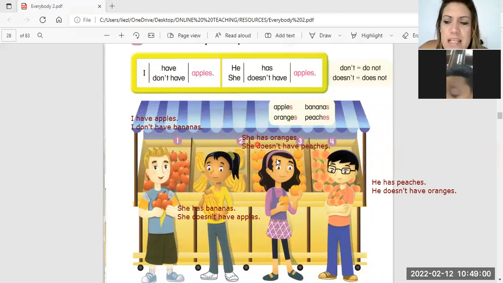Number three. She has oranges. She doesn't have peaches. Peaches. Yes. Number four. He has peaches. Good. He doesn't have oranges. Oranges. Good. Well done.